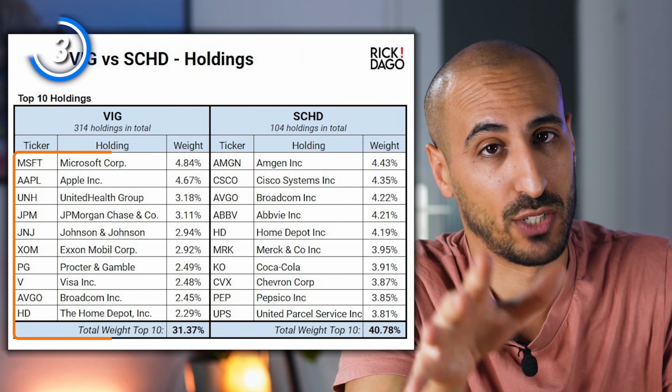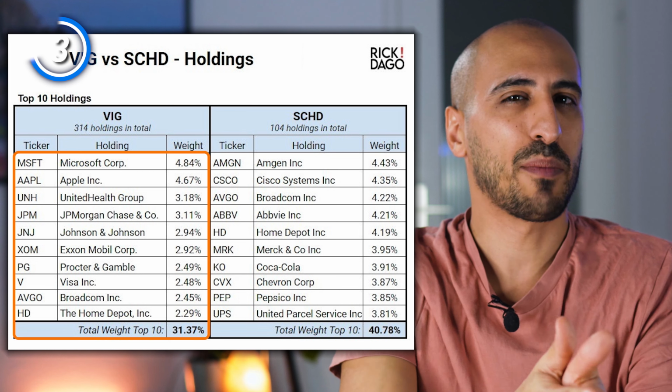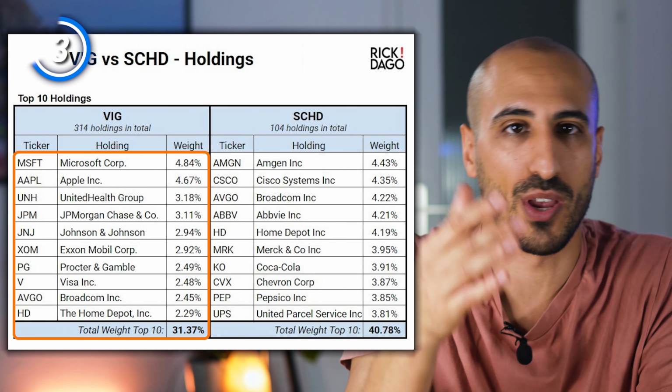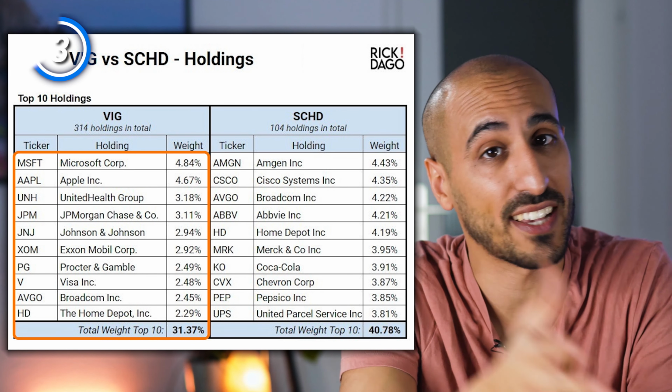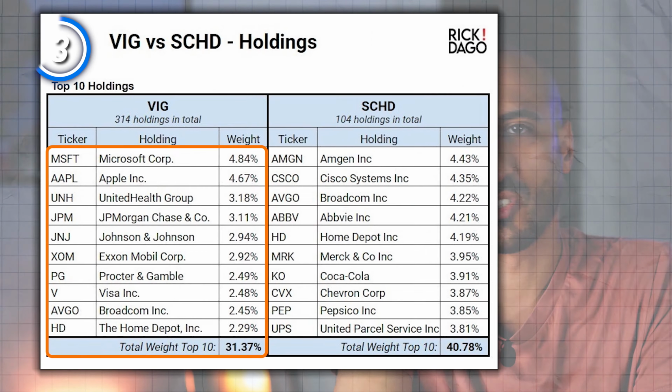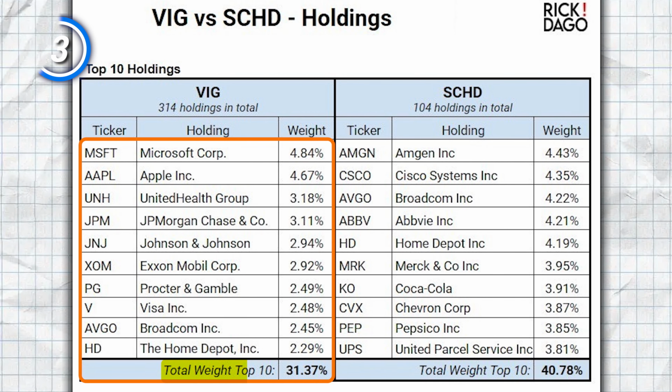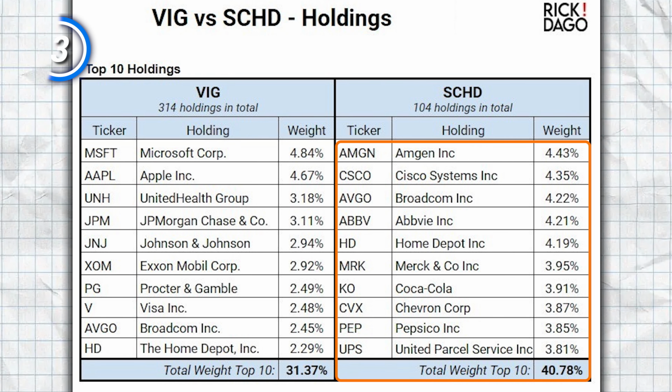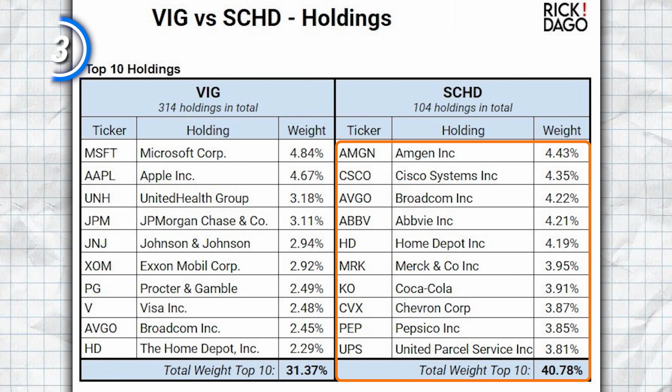So coming back to VIG, after Microsoft and Apple, we have United Health Group, JP Morgan, Johnson & Johnson, Exxon, Procter & Gamble, and so on. The total weight of the top 10 companies is 31.37% at the end of August 2023. The top holdings for SCHD are Amgen with 4.43%, Cisco Systems with 4.35%, Broadcom, AbbVie, Home Depot, and so on. And the total weight of the top 10 companies is 40.78%.